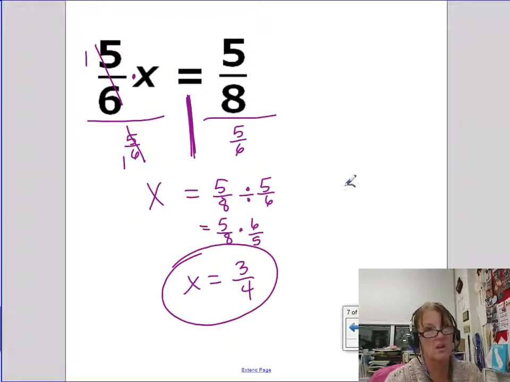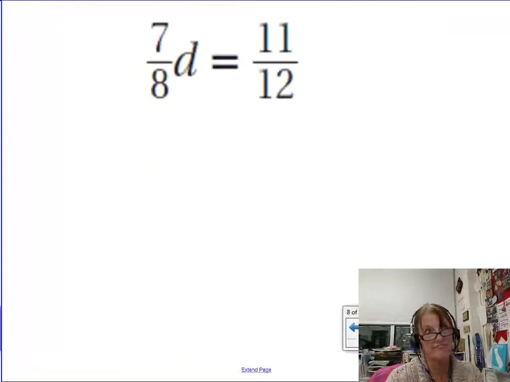Go ahead and check it. Okay, 5/6 times whatever x was, and x is 3/4. If you plug this in, your calculator will tell you 5/8. Yes, we're done. How about one more of these fancy fraction ones here, all right?